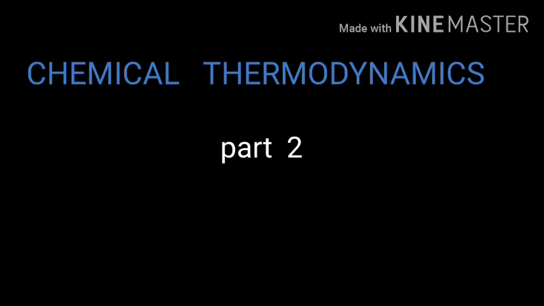In the second part of chemical thermodynamics, we are going to study the nature of heat and work, the concept of maximum work, and the pressure volume type of work. First, we shall start with the nature of heat and work.